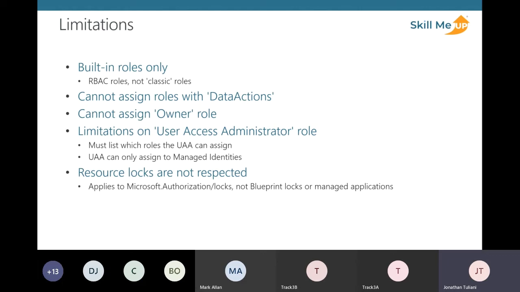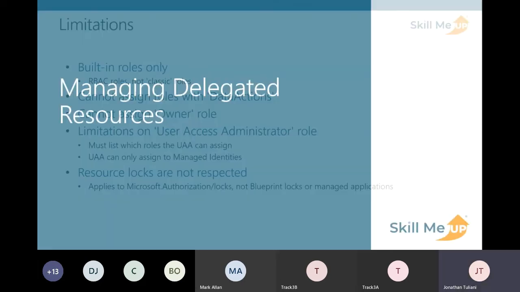And the last thing, which I hope they fix, is resource locks are not respected. If you as a customer have some resources that are locked, the locks don't apply to the partner. It's as if they're not there. Blueprint locks work fine because they work in a different way. They work using an RBAC deny assignment, but that's a talk for another day. The standard resource locks aren't respected, bizarrely. I hope they fix that.